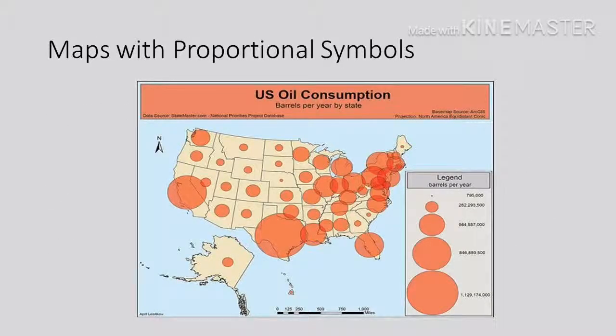The last type of map that we will be looking at today will be maps with proportional symbols. In this particular case, symbols are drawn in proportion to the value of the data being mapped, so larger circles that you see here represent a larger volume of data.